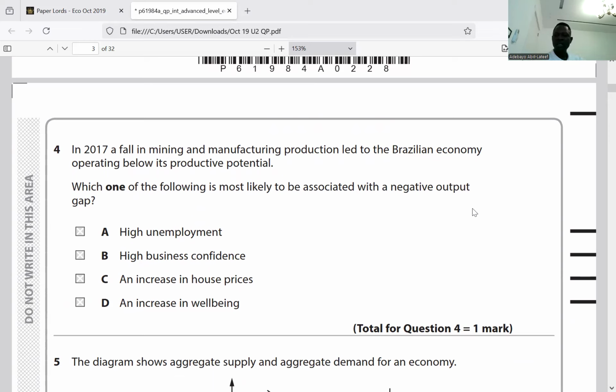For question 4, they said, in 2017, the fall in mining and manufacturing production led to the Brazilian economy operating below its productive potential. Which one of the following is most likely to be associated with a negative output gap? Negative output gap means what? This economy is producing below its potential capacity, okay? So high unemployment rate means negative output gap. Why? Because actual GDP is less than potential GDP.